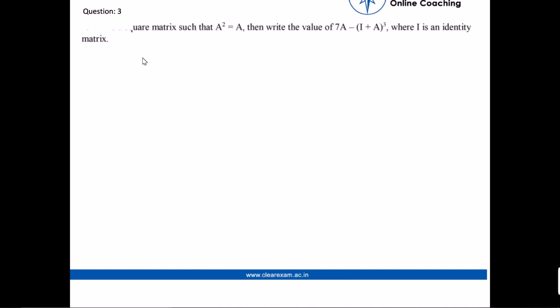So our third question is: if A is a square matrix such that A squared equals A, this is given, then write the value of 7A minus (I plus A) whole cube, where I is an identity matrix. So let's jump into the answer.